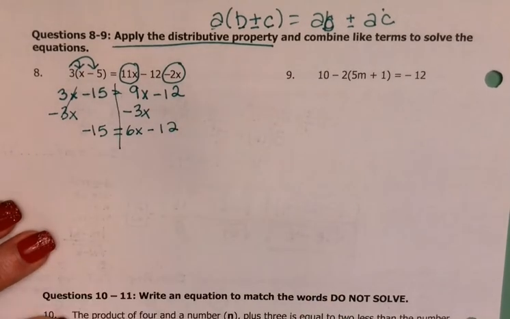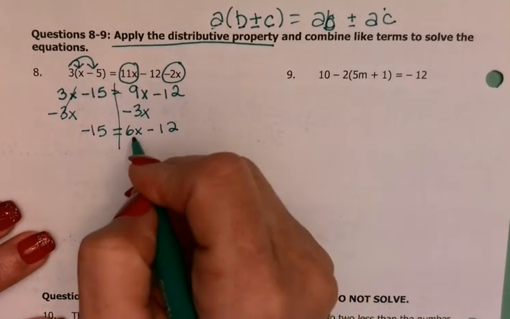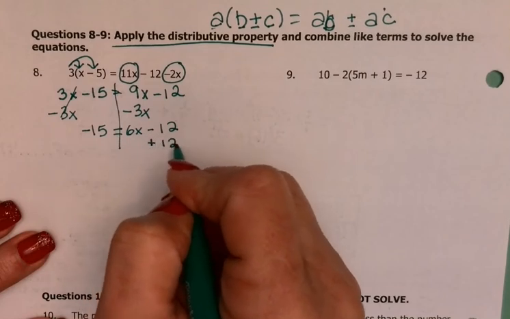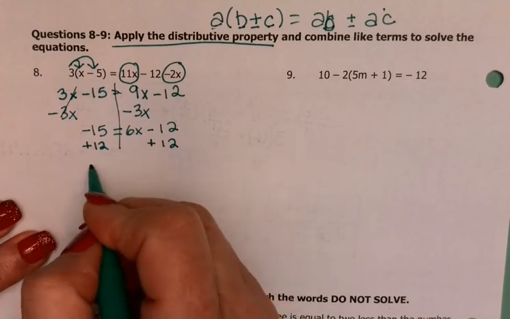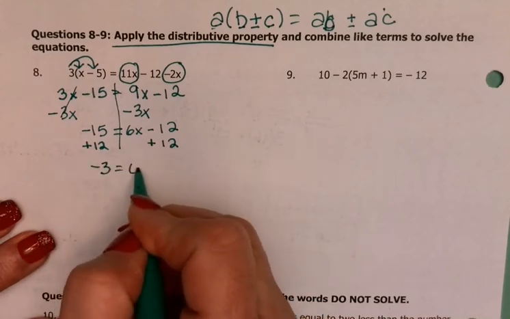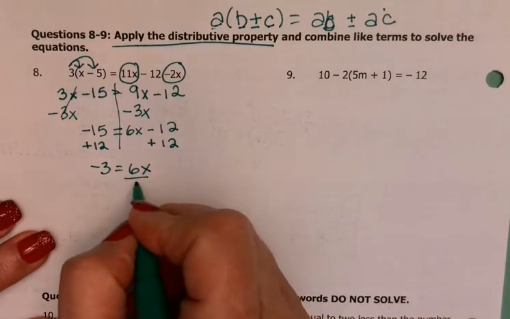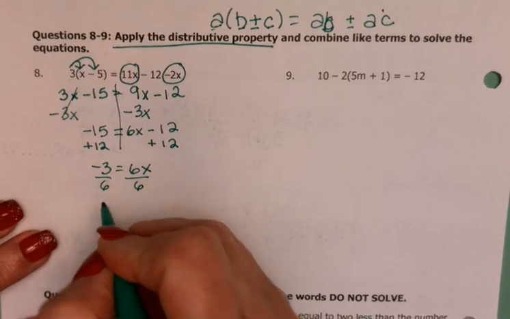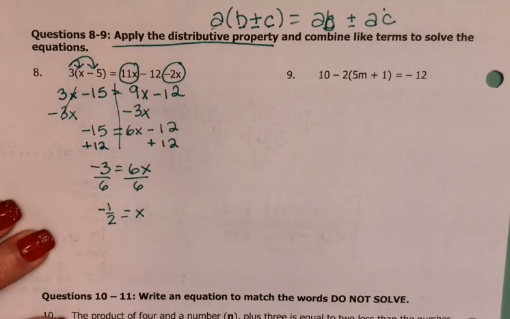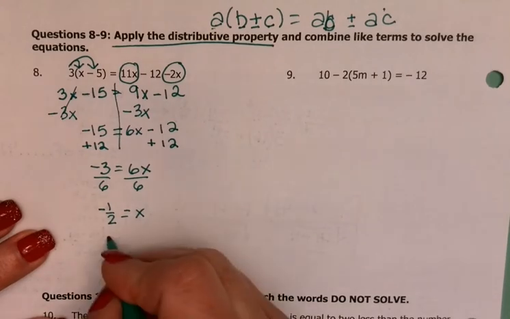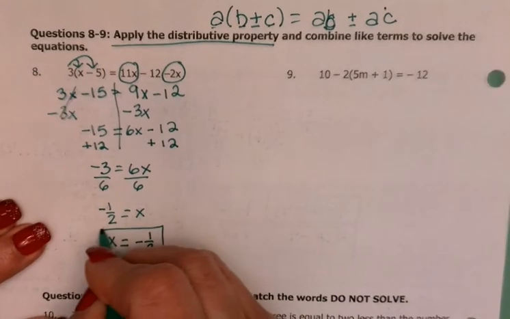Now this is a two-step equation. We just happen to have our variable on the right instead of on the left. We'll leave it that way. We want to undo the subtraction by adding 12 to both sides. And negative 15 plus 12 is a negative 3 is equal to 6x. We need to get x by itself, so you're going to divide both sides by the 6. And negative 3 over 6 is a negative 1/2 is equal to x. We need to turn the equation around so our variable comes first. X equals negative 1/2 is your final answer.